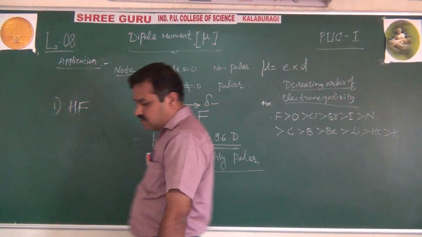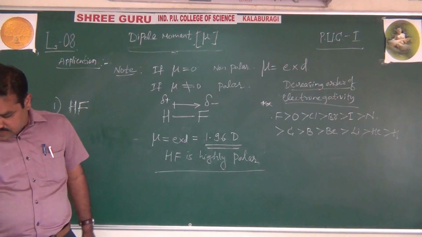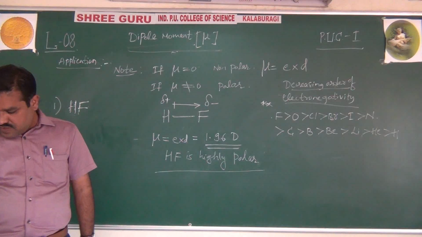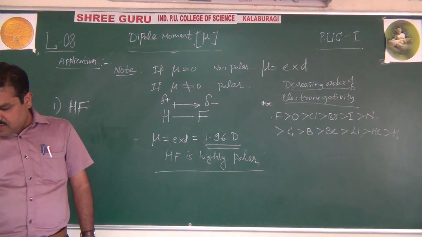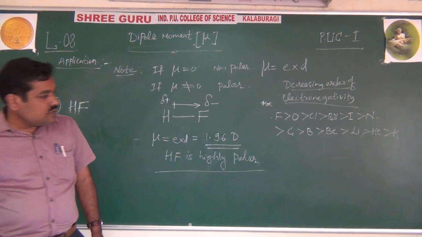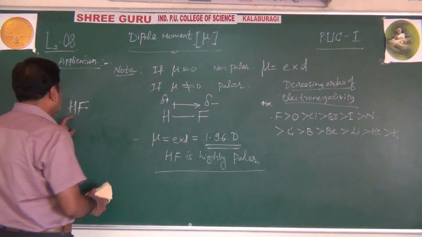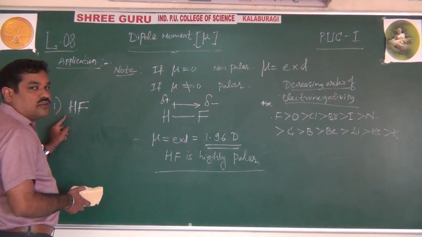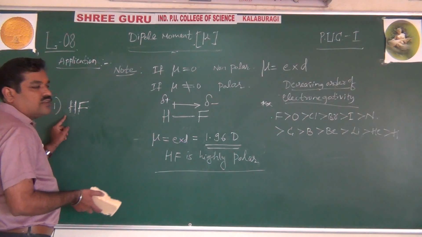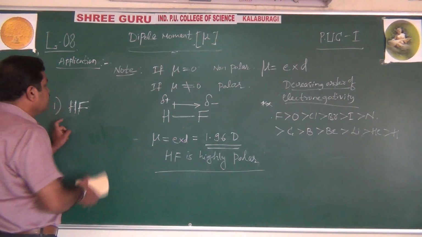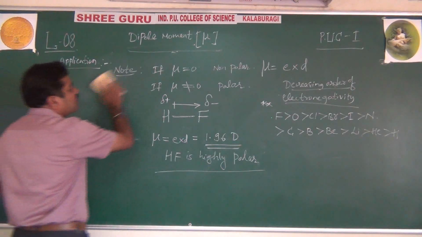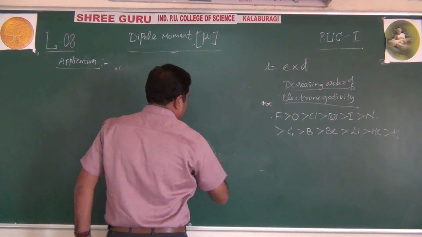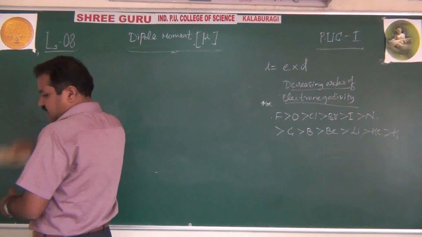After hydrogen fluoride, if you come to the next, in case of a polyatomic molecule, the net dipole moment is given by the vector sum of the dipole moments of various bonds. That means this was a simple molecule, a heteronuclear diatomic molecule. But in a polyatomic molecule, it is given by vector addition. Let us see what that is. Then coming to the second example, that is H2O.